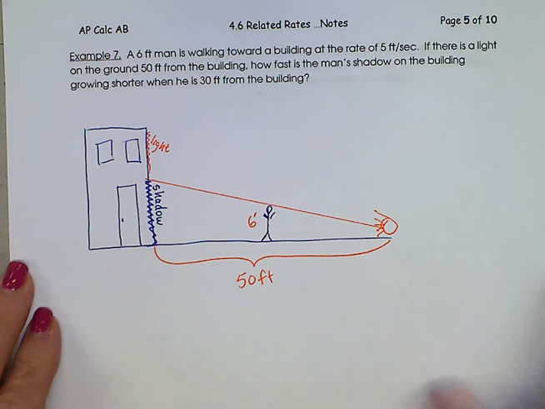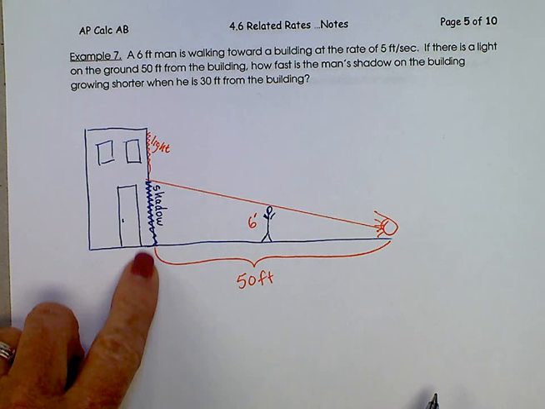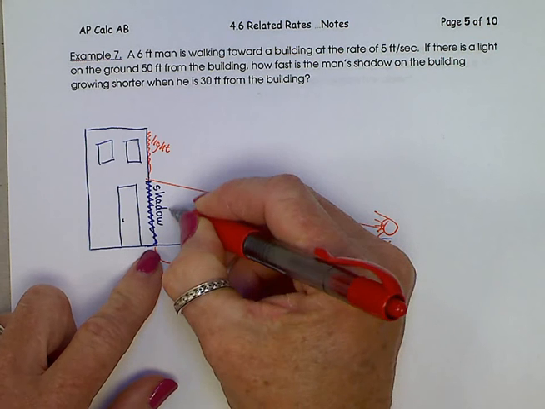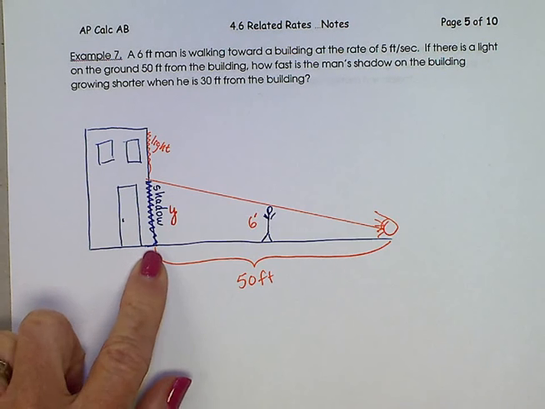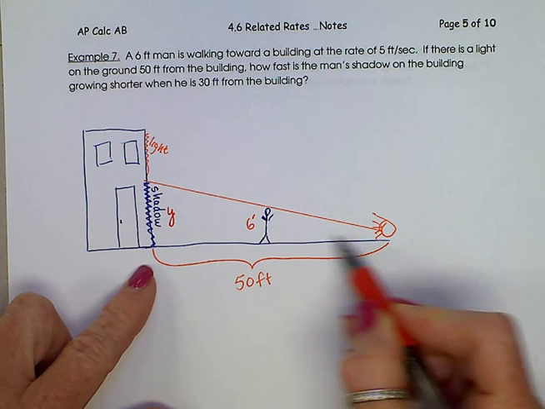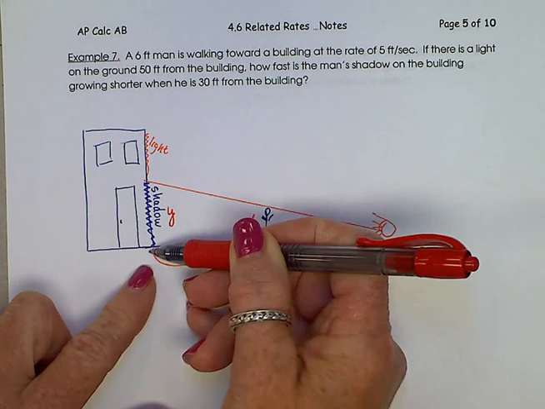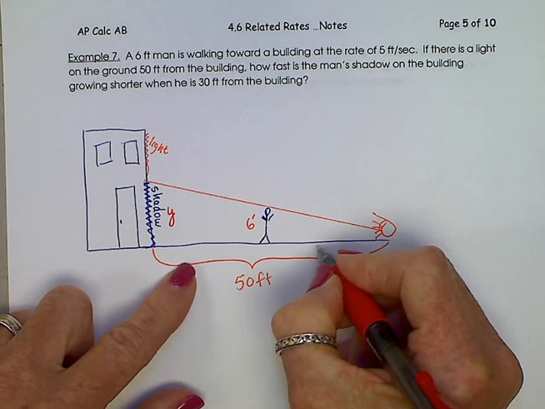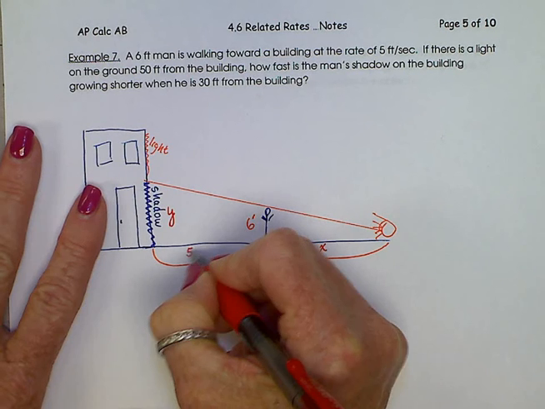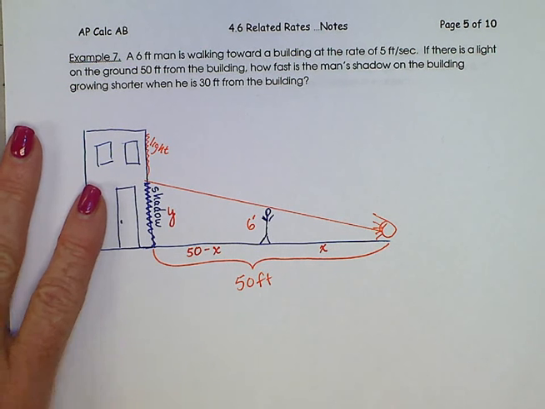All right, clearly that shadow is changing, so we need to label it. Let's call it Y. And also this guy is walking here, and he's walking from the light toward this building. Let's call this distance over here X. And then this piece in here is 50 minus X.